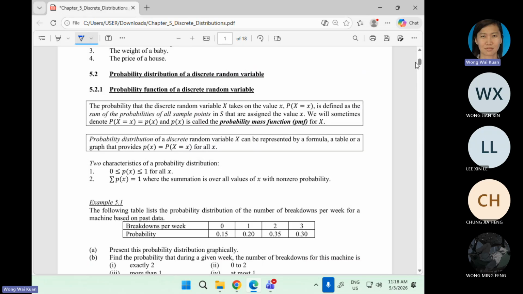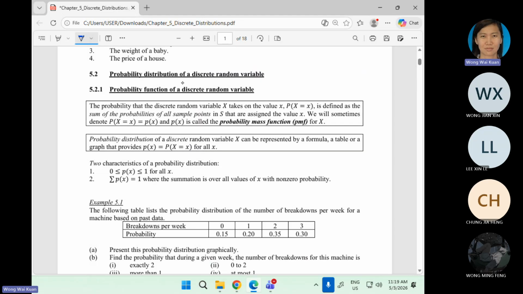Then we look at probability distribution of discrete random variable, 5.2. What is the probability function of a discrete random variable? The probability that the discrete random variable X takes a value small x, we call this P, probability of X equals x, is defined as the sum of the probability of all sample points in S that are assigned the value x. We will sometimes use probability of X equals x or P(x). And P(x) is called the probability mass function, PMF.